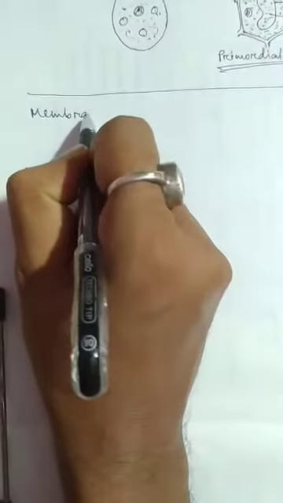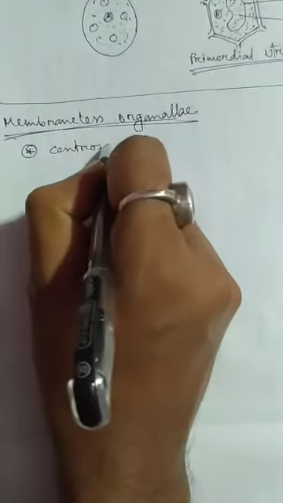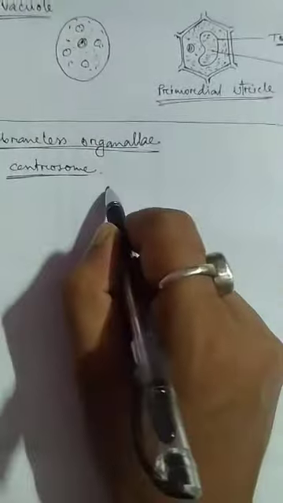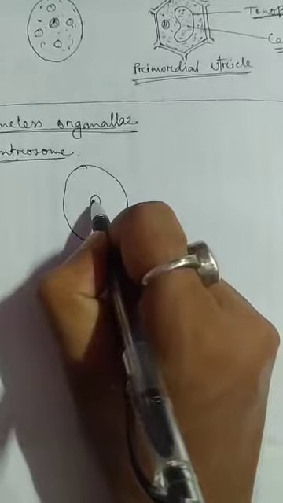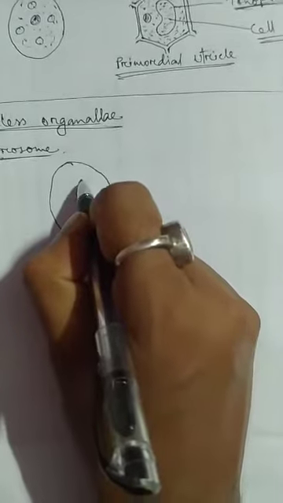Next, we come to the third type, the membraneless organelles. First is the centrosome. Where does the centrosome occur? Centrosome only occurs in the animal cell. It is a star-shaped organelle which is present near the nucleus.